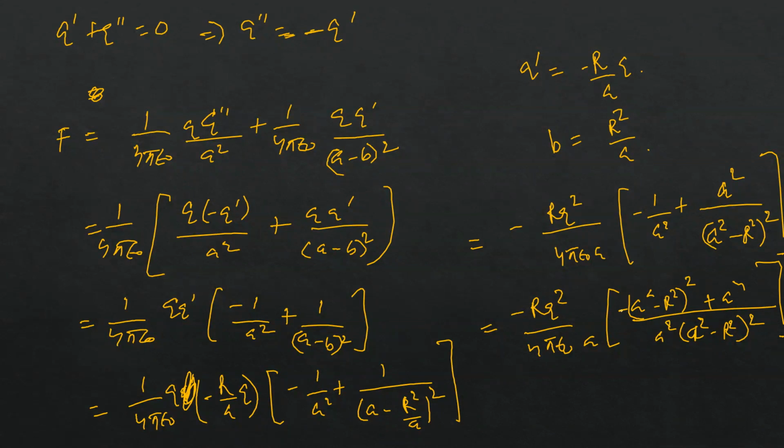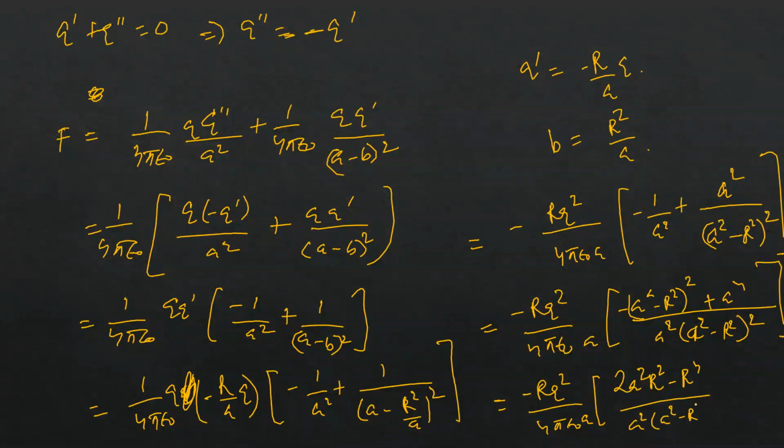Yeah, plus a fourth, and a fourth will be cancelled out because of that minus there. So that will be minus, like, 2 a square r square minus r fourth divided by a square, whole into a square minus r square also. So this will be the expression, right? This will be the expression.